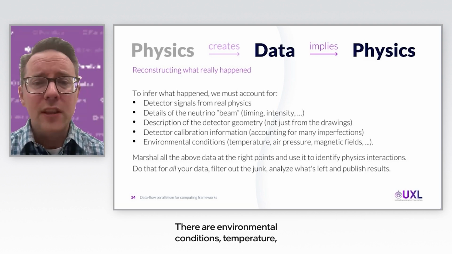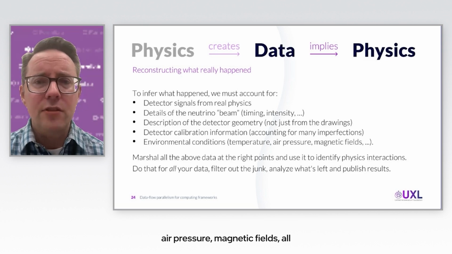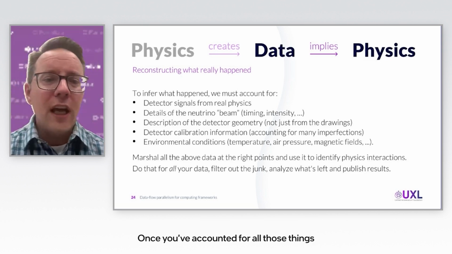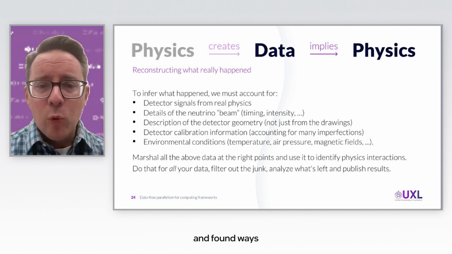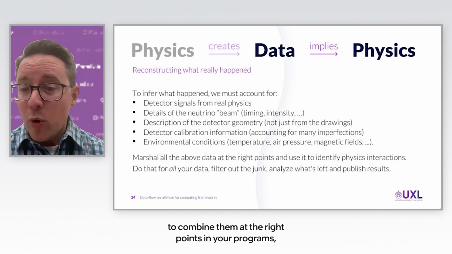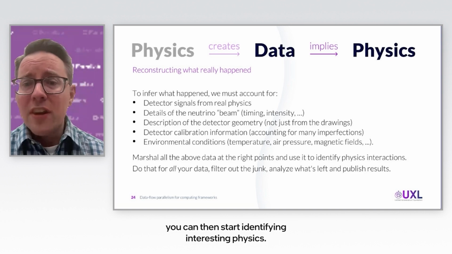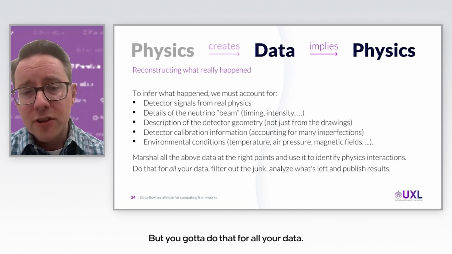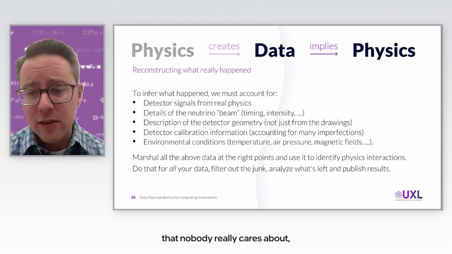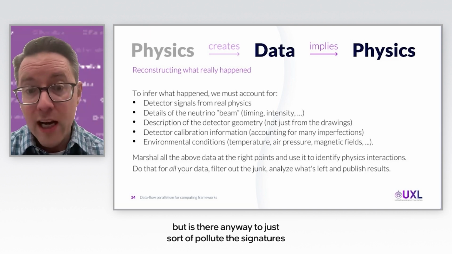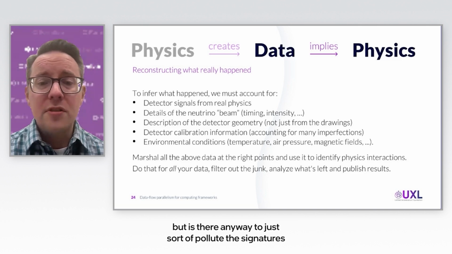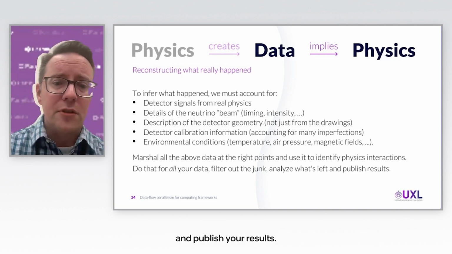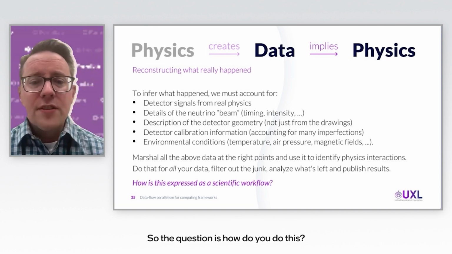There are environmental conditions: temperature, air pressure, magnetic fields. All of those things have an effect on how you detect the data. Once you've accounted for all those things and found ways to combine them at the right points in your programs, you can then start identifying interesting physics. But you've got to do that for all your data. You have to account for a lot of junk that nobody really cares about, but is there anyway. It just sort of pollutes the signatures of interest. And then you can actually analyze what's left and publish your results. So the question is, how do you do this?